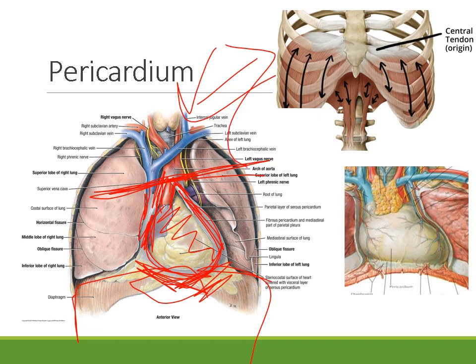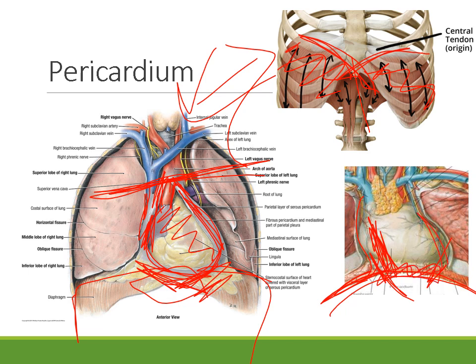This top picture shows you the central tendon of the diaphragm. So you have like the muscle of the diaphragm on either side, and the central tendon of the diaphragm is in the middle. That's where the pericardium is continuous, connects to the diaphragm inferiorly. Again, kind of same thing down here. You see the diaphragm, and then you can see how the pericardium is continuous with that central tendon inferiorly.